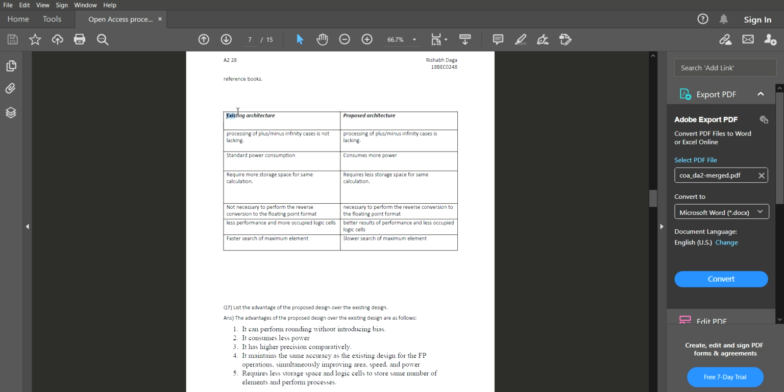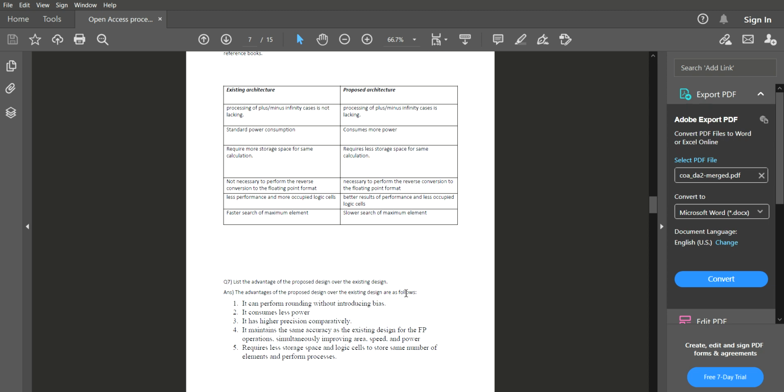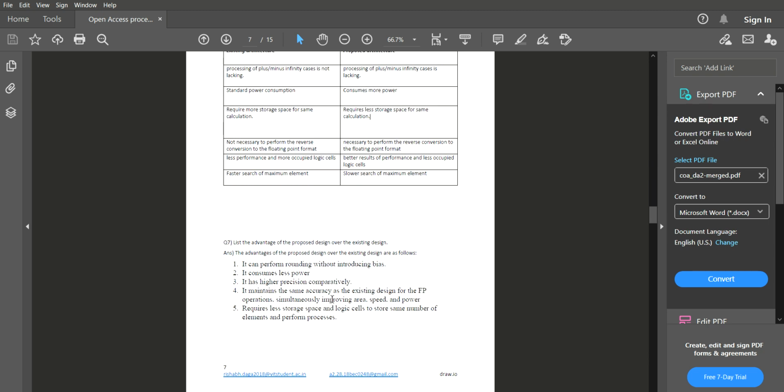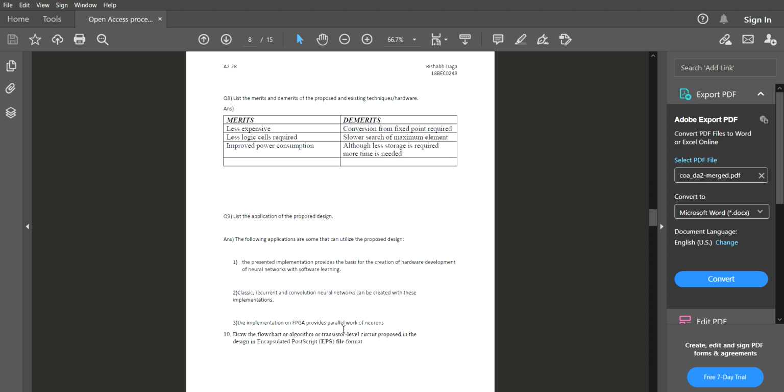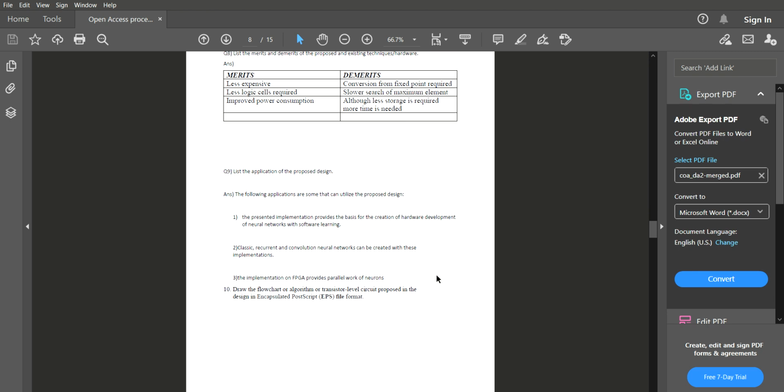it was very pleasing to note that I had done this in a tabular manner, and this is from the paper itself: faster search of max elements, the power and the storage, all this was there. The advantages of the proposed design, again I'll show you this in the paper itself, again in a tabular manner, the merits and demerits and the applications, all of this.